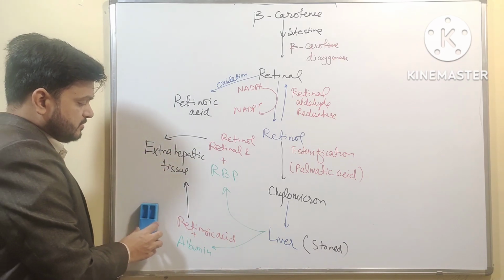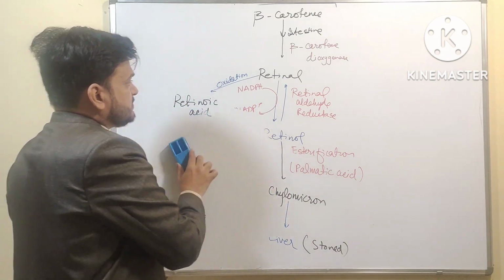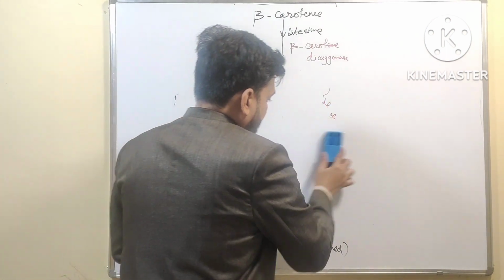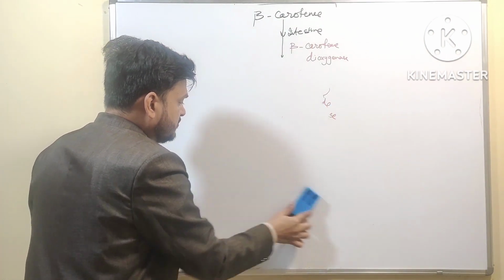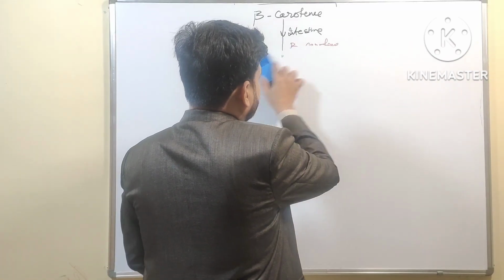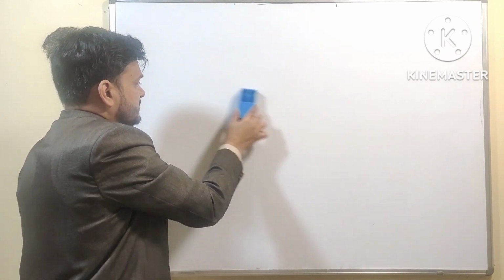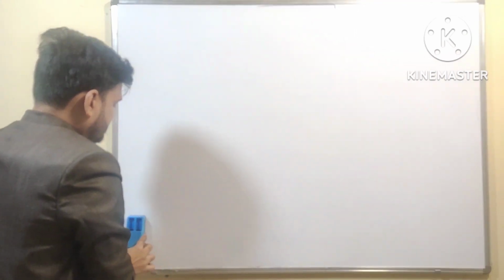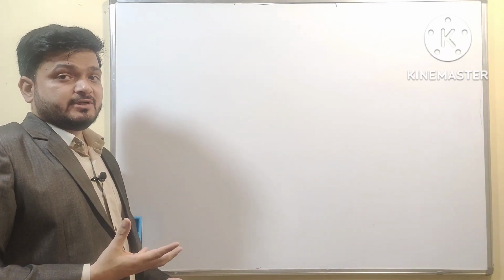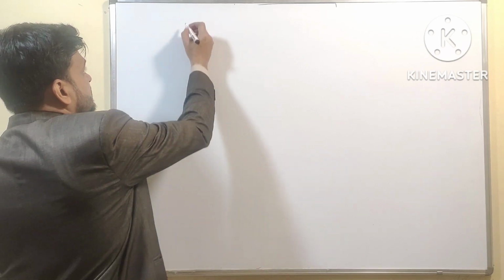Now coming to the very important part, that is what is the function of vitamin A. So we all know since childhood we heard about vitamin A, right? And the importance of vitamin A. So the most important function, we know that it plays a very important role in vision, right? So we will discuss functions.